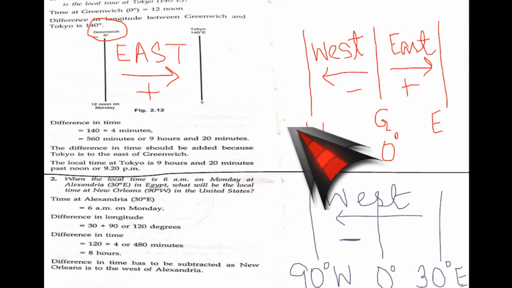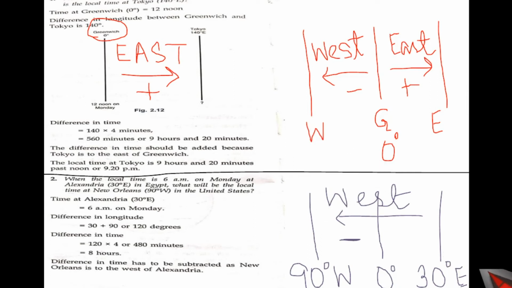Okay, let's look at some more examples. When the local time is 6 a.m. on Monday at Alexandria, 30 degrees east in Egypt, what will be the local time at New Orleans, 90 degrees west in the United States? I have drawn a diagram showing Alexandria at 30 degrees east, in Egypt. After the easting is over, I get the 0 degree Greenwich. Then crossing further, I go to 90 degrees west.